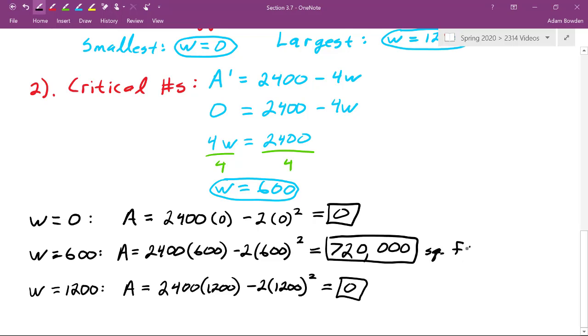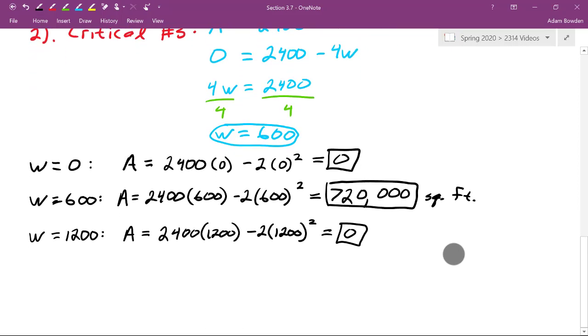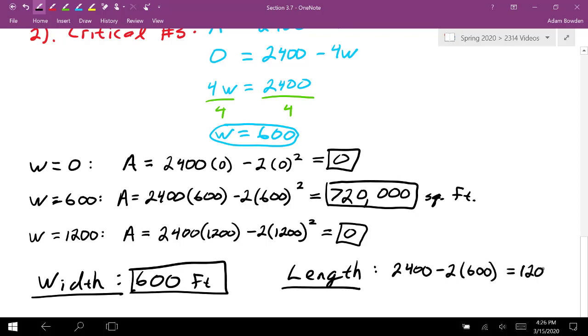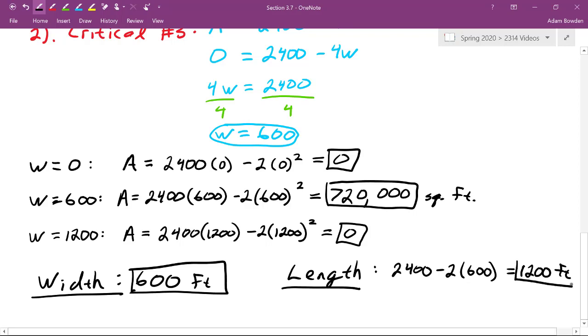So this tells us the maximum area we can possibly create is 720,000 square feet. And that happens with a width of 600 feet, and for the length, we can calculate it by doing 2,400 minus 2 times 600. That comes out to be 1,200 feet. So 1,200 by 600 dimensions give us the maximum area here.